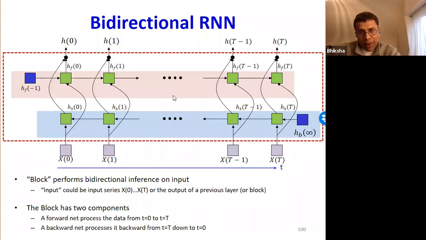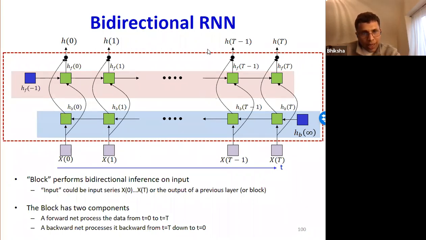So here's one block of a bidirectional recurrent network. The block takes an input sequence, which could be an input series itself, or it could be the output of some previous layers in the network. And the output of the block over here could either go to the next block in the network or to an output layer. Within the block, there are two distinct components: a forward net, which processes the input from the start to the end, from time 0 through time t, and a backward net which processes the input in reverse from t backwards to 0.